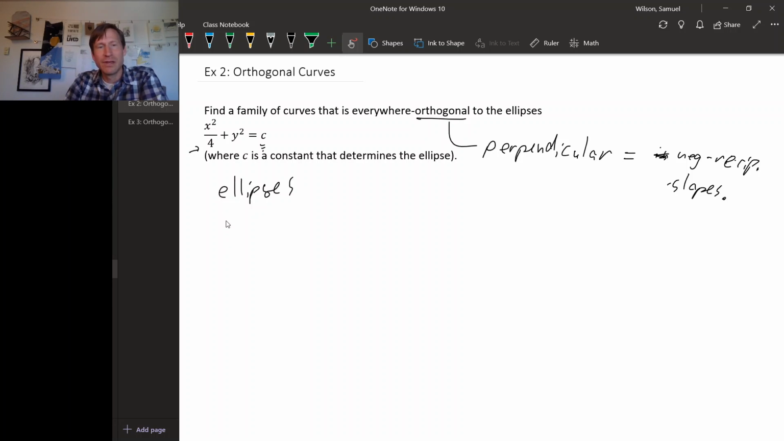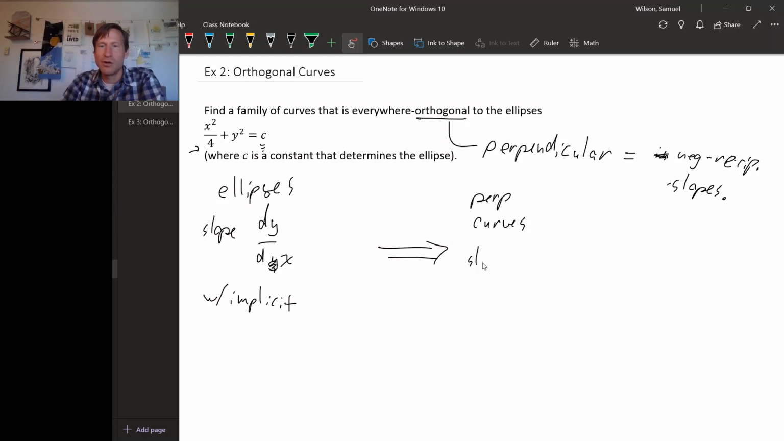Well, for the ellipses, we could find the slope of all of the ellipses by calculating dy/dx. Since we have the ellipses as an equation, we could use implicit differentiation. So we could find dy/dx with implicit differentiation. Then we could translate that to the perpendicular curves. The slope is going to be the negative reciprocal of whatever we got for the ellipses.